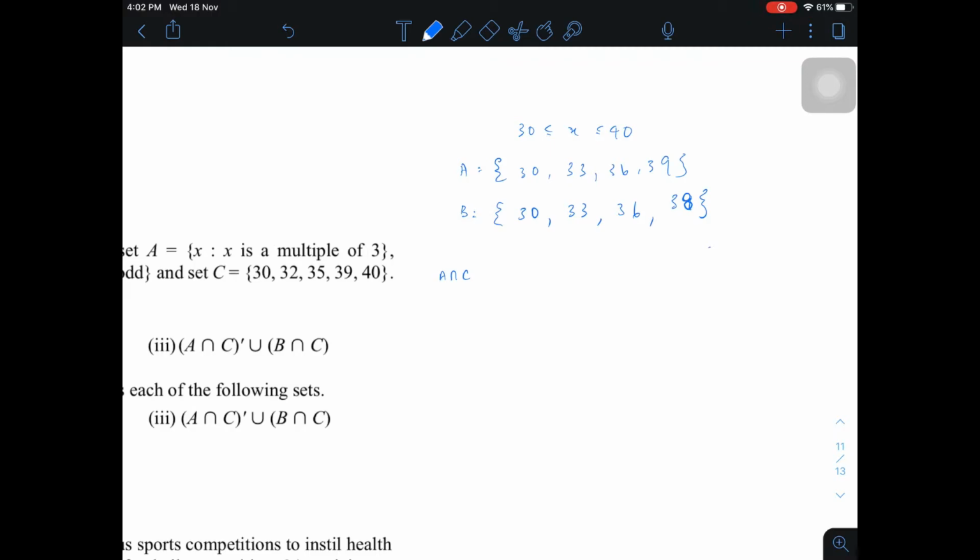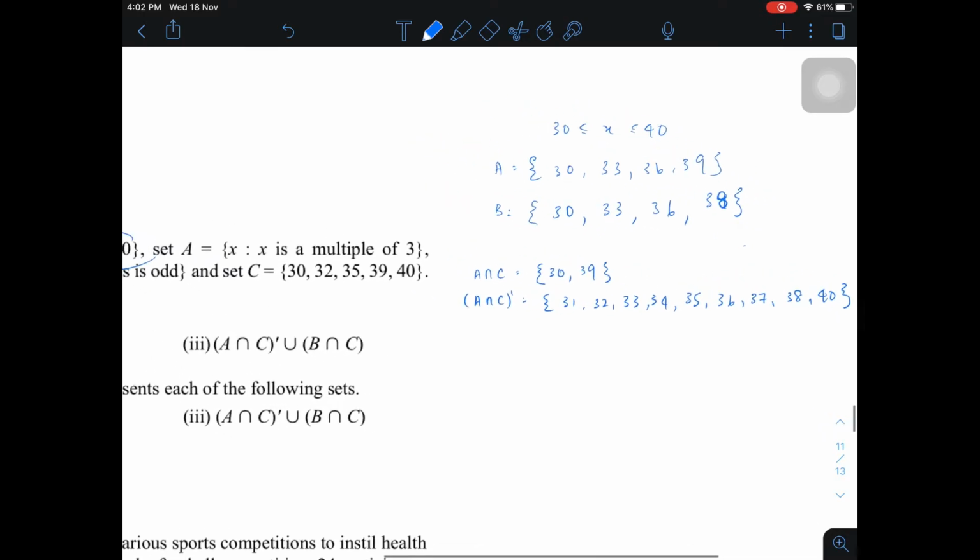A intersects C, we get 30 and 39. So anything other than 30 and 39 would be complements of A intersects C. So that would be 31, 32, 33. Okay, so we have the complements of A intersects C.